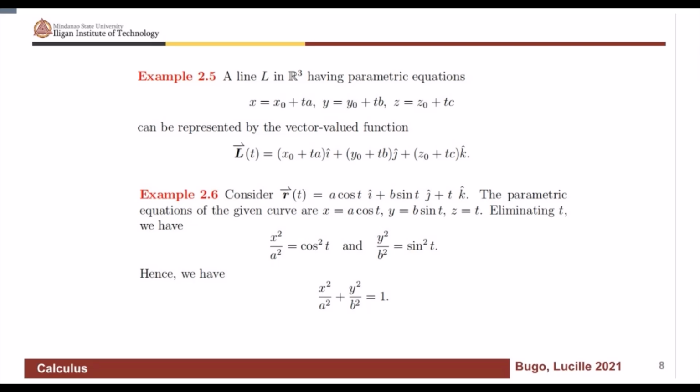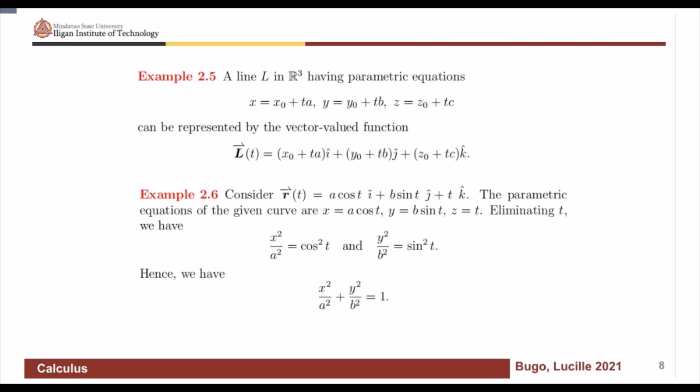Example 2.6, consider r of t equal to a cosine t i hat plus b sine t j hat plus t k hat. The parametric equations of the given curve are x equals a cosine t, y equals b sine t, and z equals t. So eliminating t, we have x squared over a squared is equal to cosine squared t, and y squared over b squared is equal to sine squared t, and these two equations are from the first two equations above.